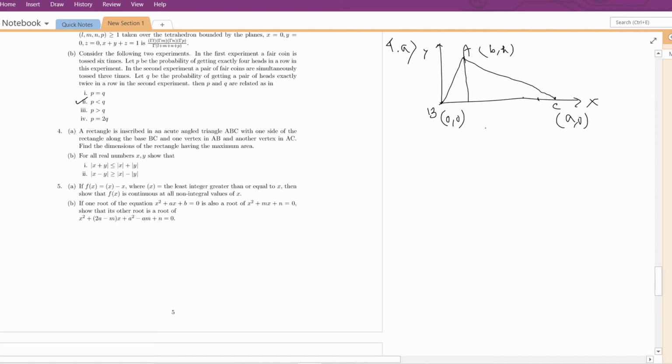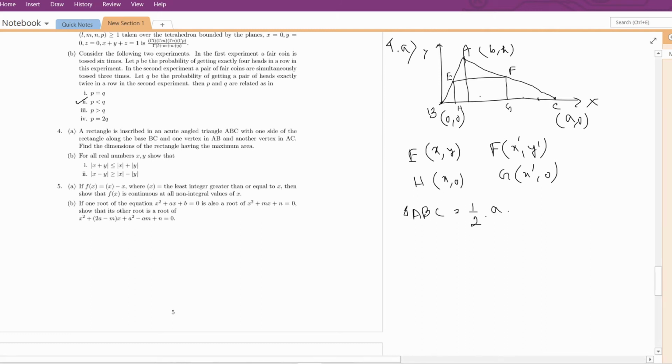Now this rectangle which is inscribed in this triangle, let us give it the name EFGH. Suppose the coordinates of E are (x, y) and the coordinates of F are (x', y'). Then H is (x, 0) and G is (x', 0). Now the area of this triangle ABC is half into the length of BC. BC length is a, and the height is H. So it is aH by 2.